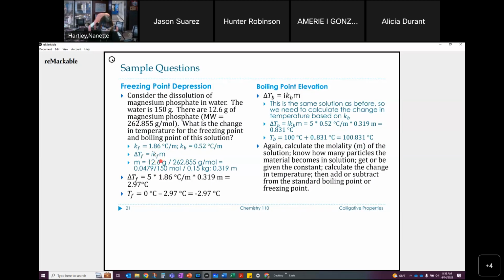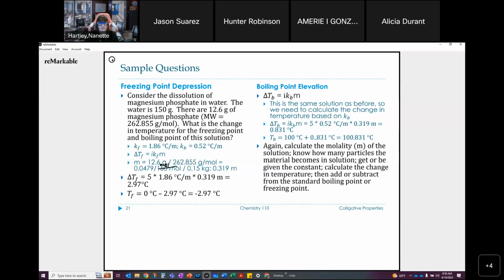m is equal to 12.6 grams divided by that 262.855 grams per mole, which gives me 0.049 moles. Okay, divided by my 0.15 kilograms, and that gives me 0.319 moles. Oh, that unit is in the wrong place, sorry. So this is my number of moles here. That should actually say mole there. That 150 doesn't belong there. Okay, and that's 0.319 mole per kilogram.